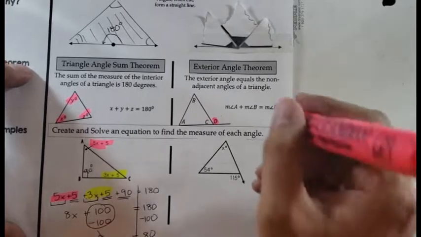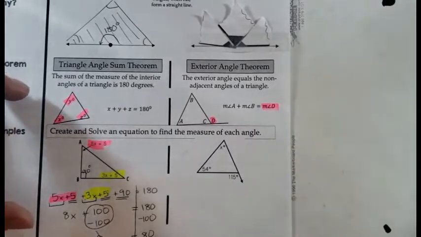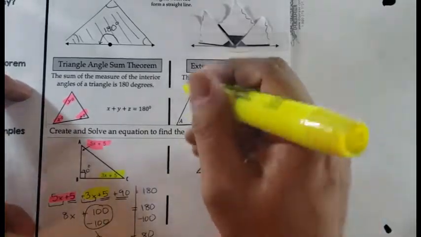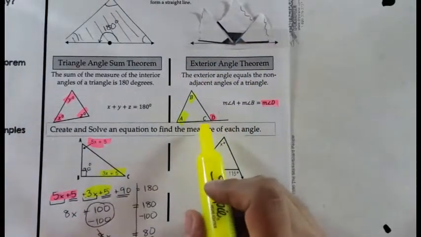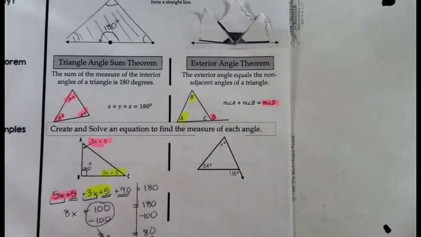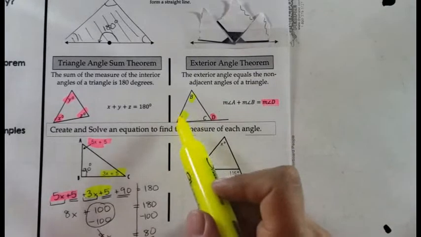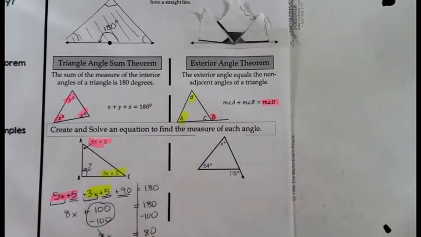Now, that is the measure of angle D. We say that this is equal to, you can already see it here, the other angles that are not next to it. That's why it says non-adjacent angles. So that's a relationship that you could try to discover. A plus B is going to be equal to this other angle. We're just calling it D for now.